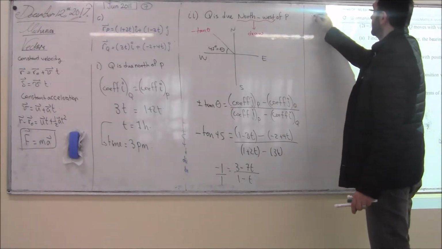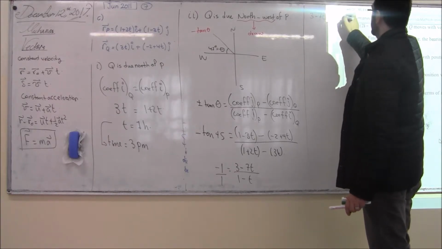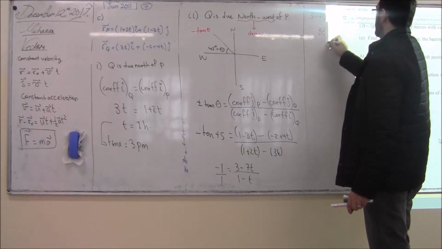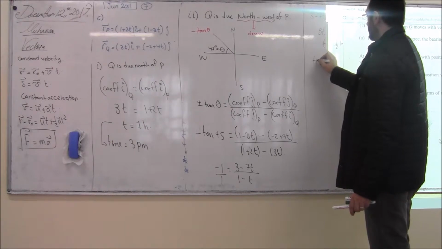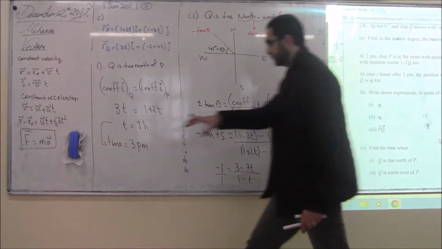3 minus 70 equals t minus 1. 8t equals 4, so t equals what? Half an hour. So the time would be 2:30.